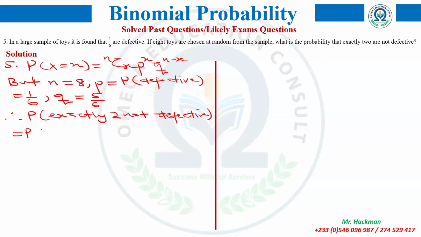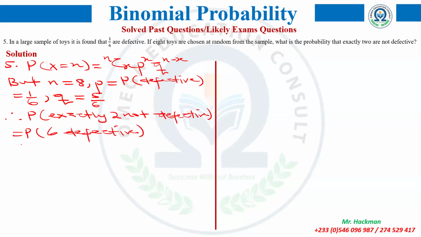So now this is what we have. I can choose not to write exactly and pick the exact number of my success. My success is defective. So if two are not defective, then how many will be defective? Remember your sample size. So it means 6 will be defective. You subtract this one from your n. So 6 defective. My professors, I hope you are with me.